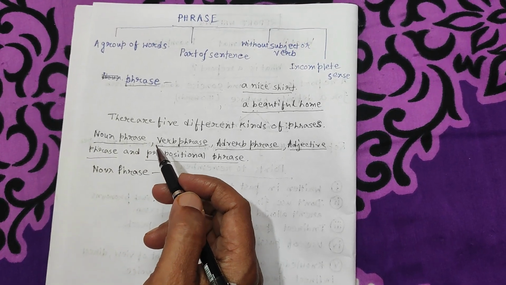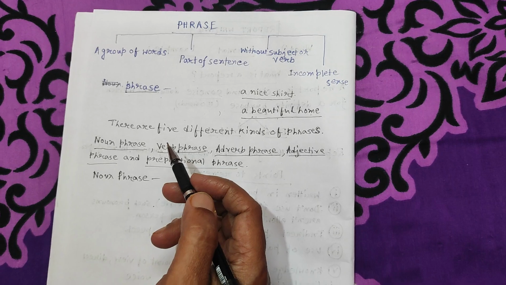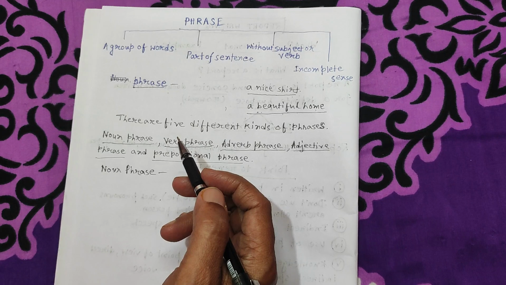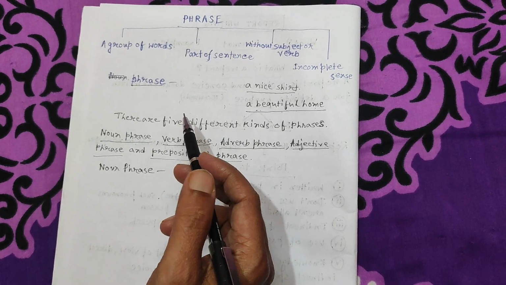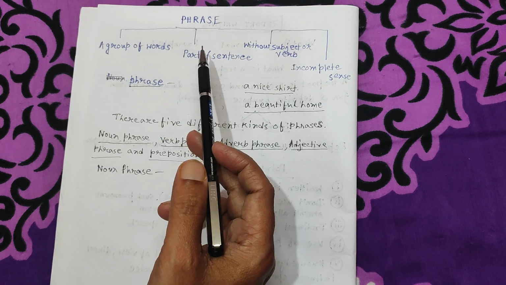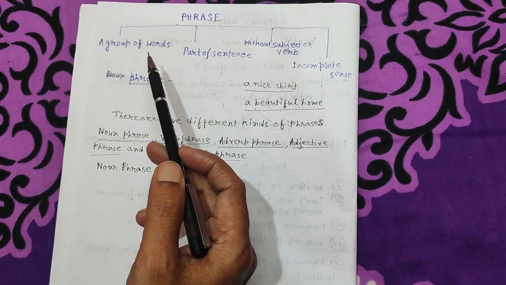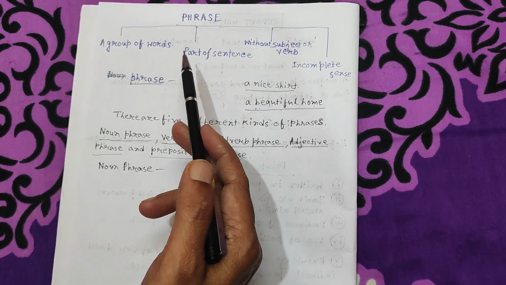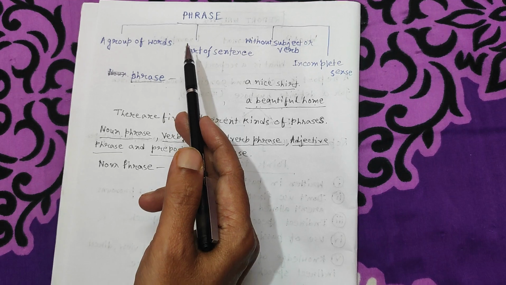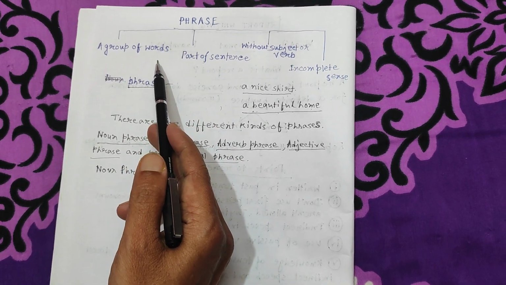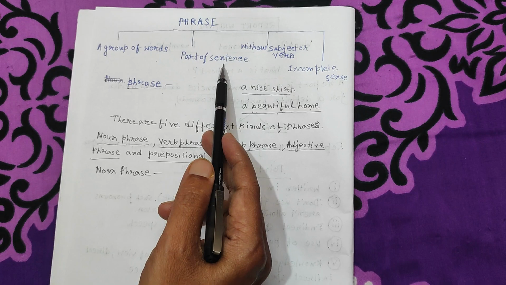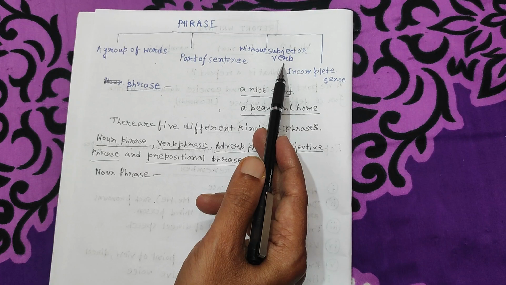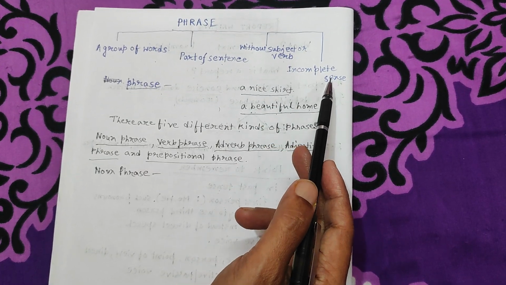Hello students, today we will remember what we have already discussed in your previous video. In my previous video I discussed what a phrase is and what the different features of a phrase are. In that video I talked about how a phrase is a group of words. It is a part of a larger sentence without any subject and verb combination and having an incomplete sense.